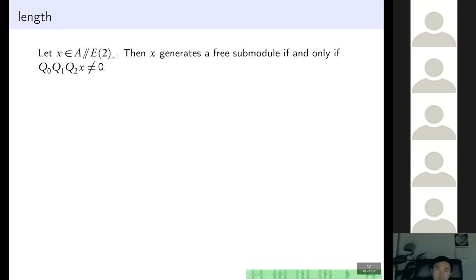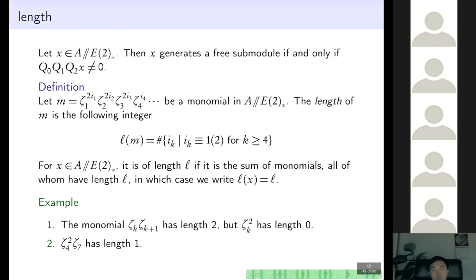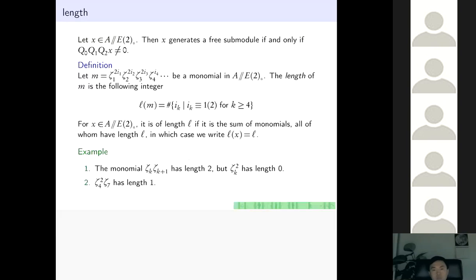Now observe that if you have an element of a mod E2 dual, then it will generate a free submodule if and only if the action by the 3 Milnor primitives is non-zero. And so what you want is a nice criterion for determining when it's even possible for the action of all 3 Milnor primitives on an element to be non-zero. That's why I'm going to introduce this notion that helps describe when this may or may not happen, and that's this notion of length.